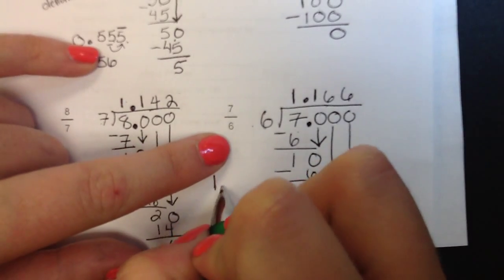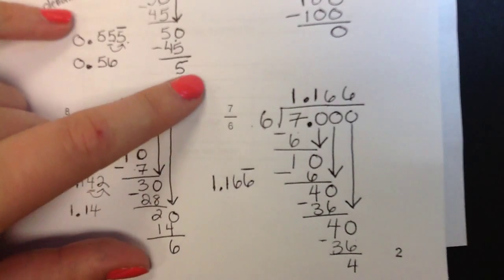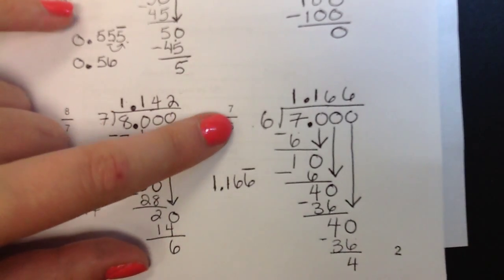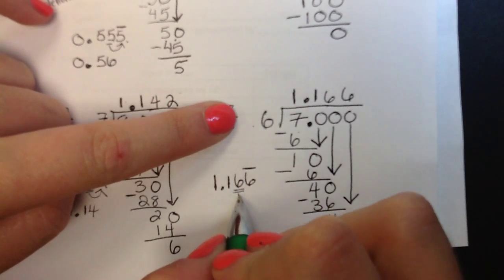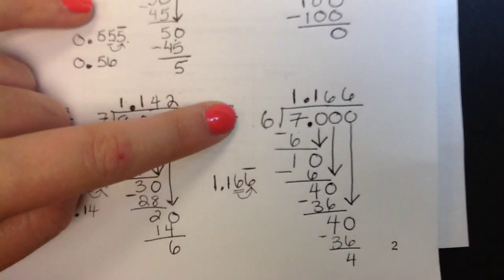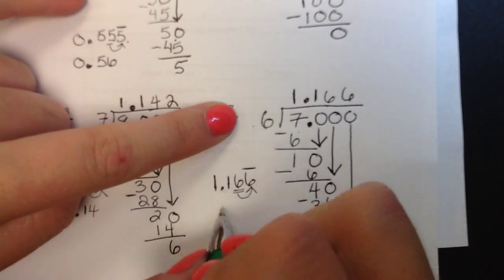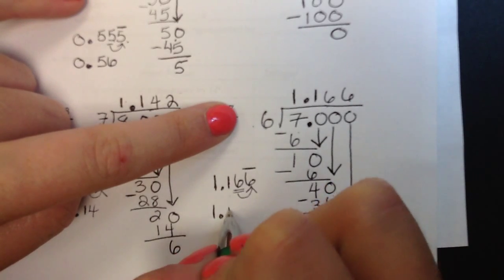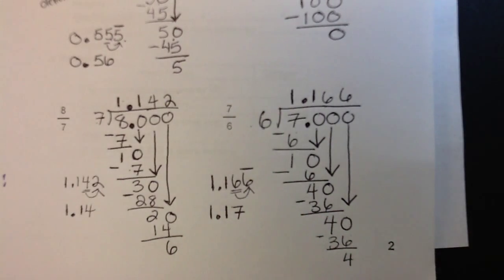So our answer is 1.166 repeating. And if we were to round that to the nearest hundredth, we would look at the 6 and we would go 1 to the right. That 6 means the 7 needs to round up. So we have 1.17. And that's all for today.